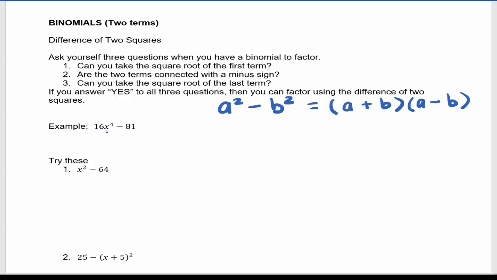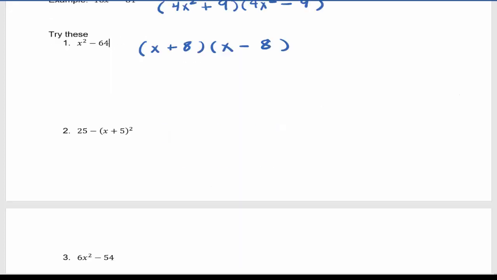Okay, so here in this first example, the square root of 16x to the fourth is 4x squared. Square root of 81 is 9. Put a plus sign in one and a minus in the other. Square root of x squared is x. Square root of 64 is 8. Put a plus sign in one and a minus in the other.